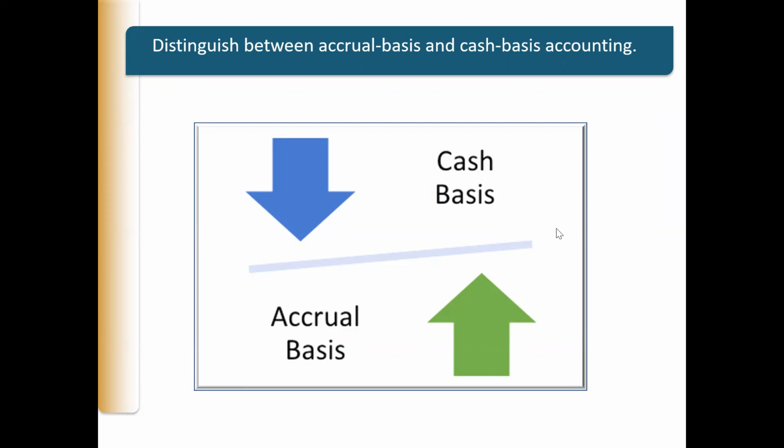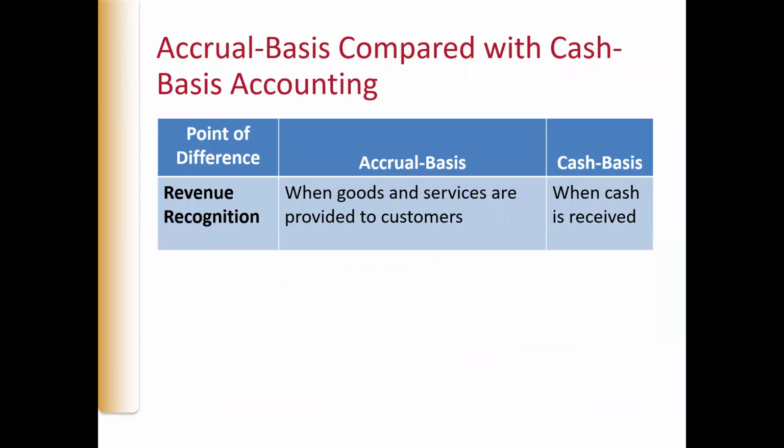Okay, so now we're going to talk about what we call cash basis, but we know financial statements need to be presented using the accrual basis. Accrual basis is we record revenues when they have been earned, and we record expenses against those revenues they helped to create. Cash basis is much easier. You just record revenues when you get the cash, expenses when you pay the cash.